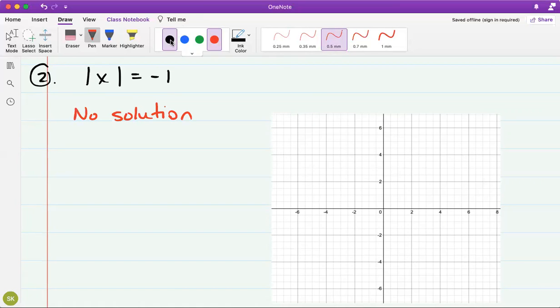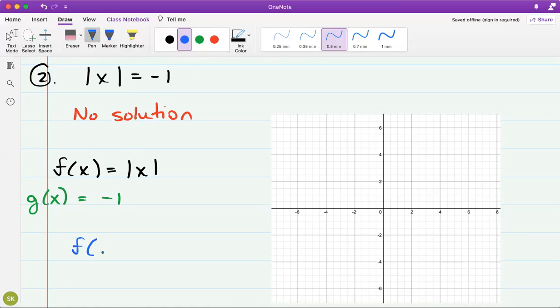Let's graph this. Now, the left-hand side is f of x is equal to the absolute value of x. And the right-hand side is y is equal to -1. Or we could use functional notation and say g of x is equal to -1. And what we're doing is we're trying to see when f of x is equal to g of x. So what are the x values for when the function, the absolute value of x, is equal to the function -1? And that would be where the two functions intersect.